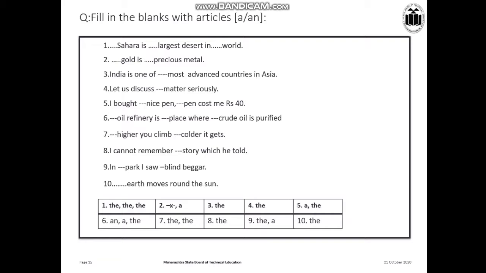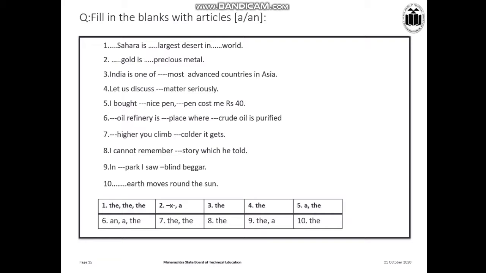We learned today about how to use the definite articles in various situations. Now let us solve some exercises. It gives you more clarity on how to use the articles. Here the first question is: dash Sahara is dash largest desert in dash world.